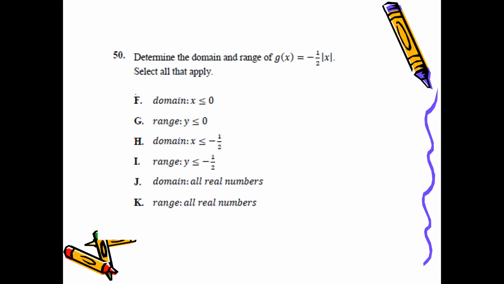All right, let's take a look at number 50. Go ahead and highlight the important information. Ask yourself, what do you know about absolute values? What shape is it going to be in? Okay, domain is the first word, so I'm going to highlight that. Domain and range. Domains are the X values and range are the Y values.